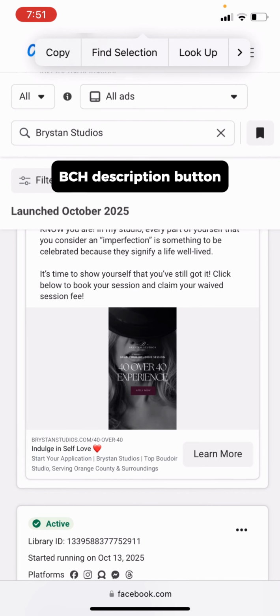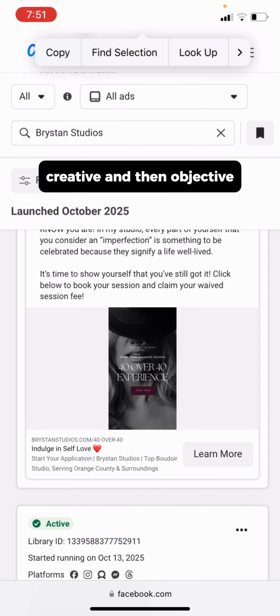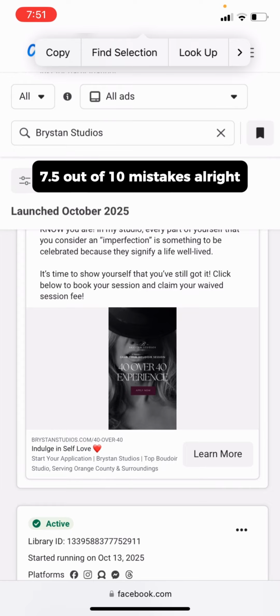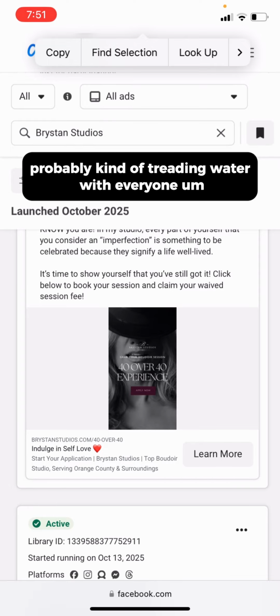BCH description button. Always a mistake to have anything below the ad creative. And then objective, yeah, I'll give half a mistake for this. All right, so 8.5 out of 10 mistakes. And the average in the boudoir industry is 7.5 out of 10 mistakes. All right, so yeah, we're right around the average. Probably kind of treading water with everyone.